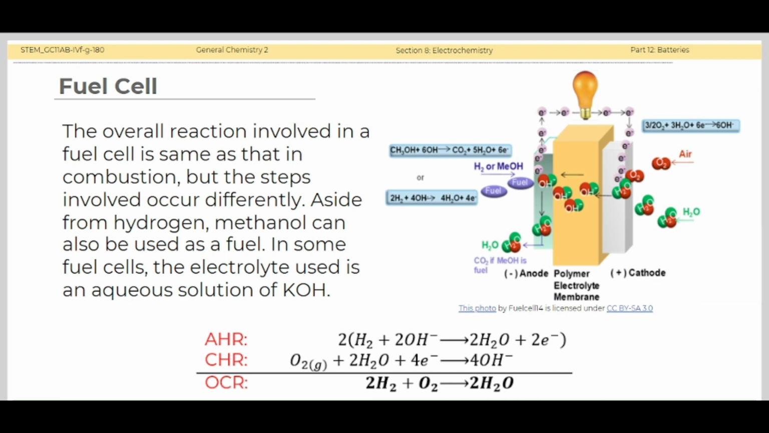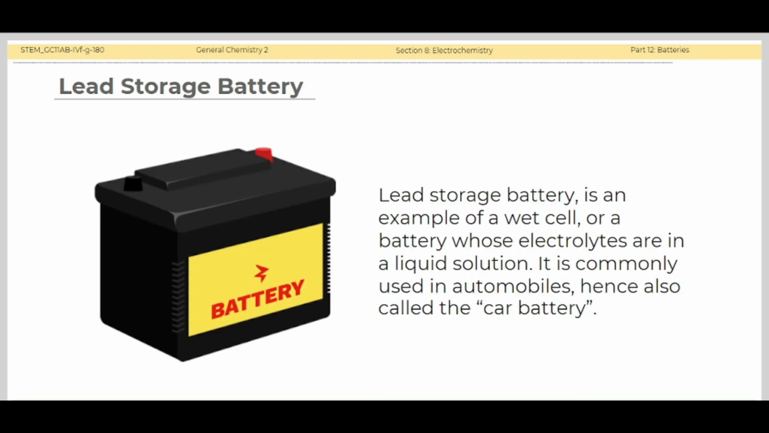During discharging of a fuel cell, hydrogen fuel is oxidized to water in basic medium at the anode. If methanol is the fuel, it is oxidized to carbon dioxide. At the cathode, oxygen is reduced to hydroxide ion.